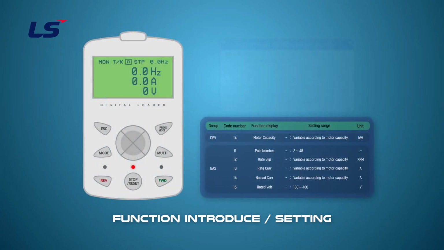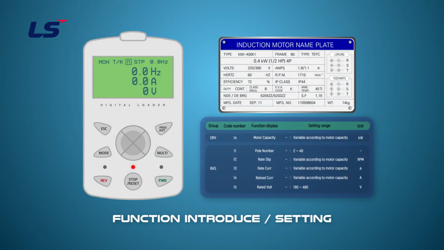Parameters related to the motor are set based on the information displayed on the motor nameplate. If you look at the motor nameplate, you will find information such as motor capacity, rated voltage, rated current, and motor efficiency. Enter parameters based on the nameplate information.